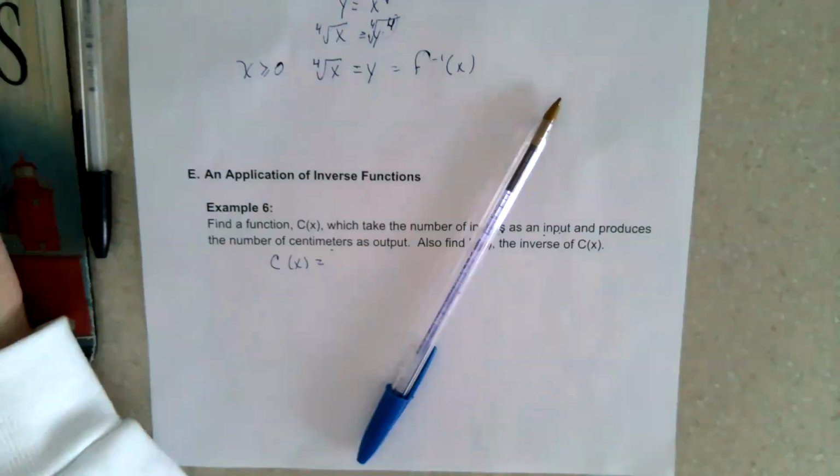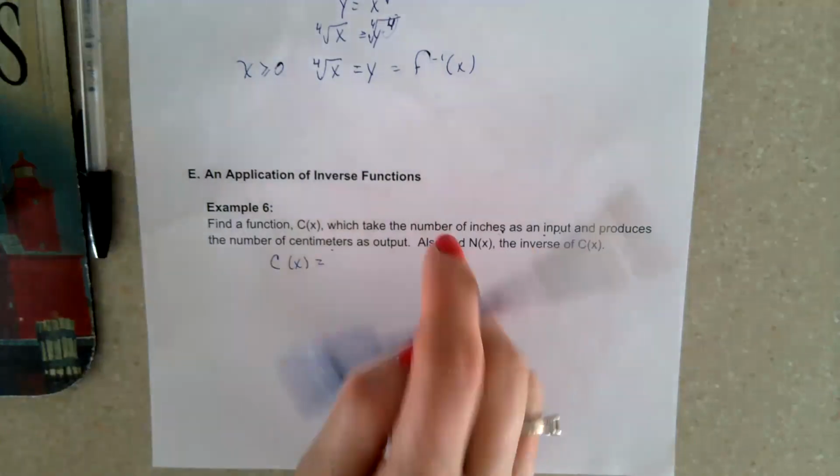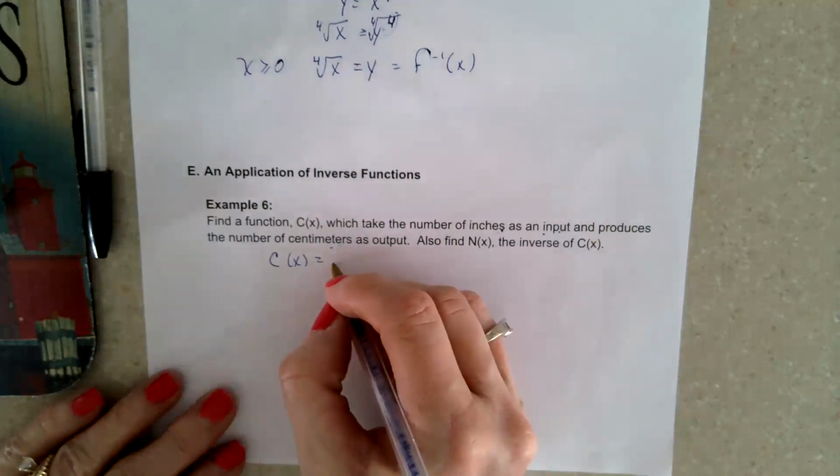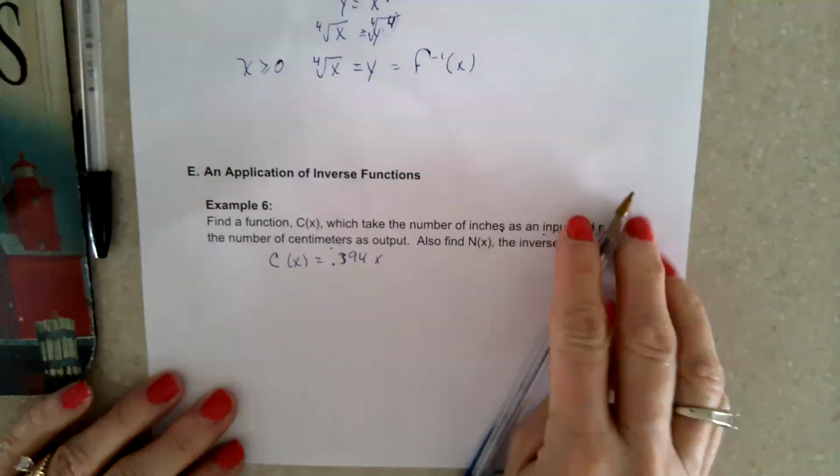And you can research that on your phone if you'd like. Okay. So 0.394 inches is 1 centimeter.